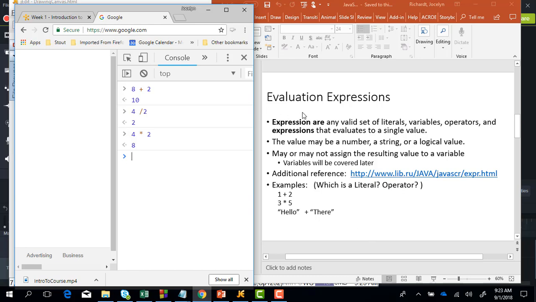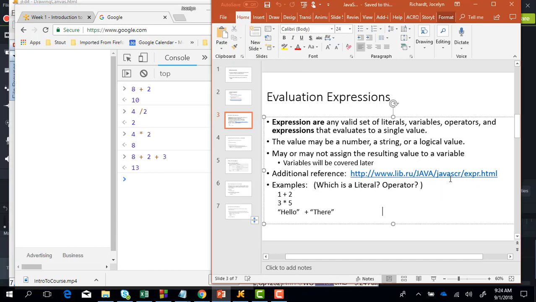What does it mean that an expression can have an expression inside of it? Well, that means that we could have 8 plus 2 plus 3. So here's an expression, 8 plus 2, and that is part of the expression that we're adding 3 to. So we can have multiple expressions linked together. If you want to learn more about expressions, here is a link you can follow and read up about expressions.